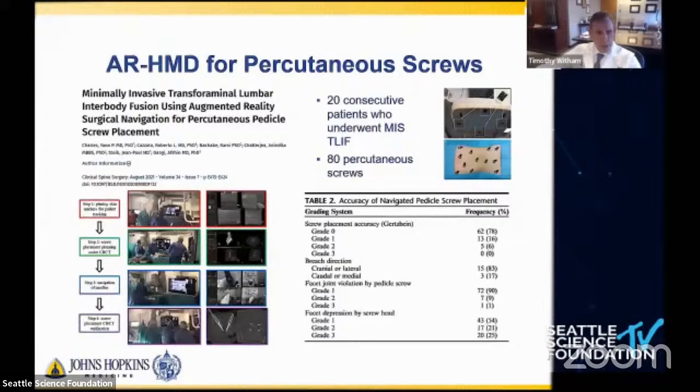This is a group out of France that has used a similar integrated 2D, 3D fluoro machine, which has the camera inside of the fluoro, and they've looked at this actually in human studies with 20 consecutive TLIF patients, and they also demonstrated a 94% accuracy rate with spinal instrumentation placement.